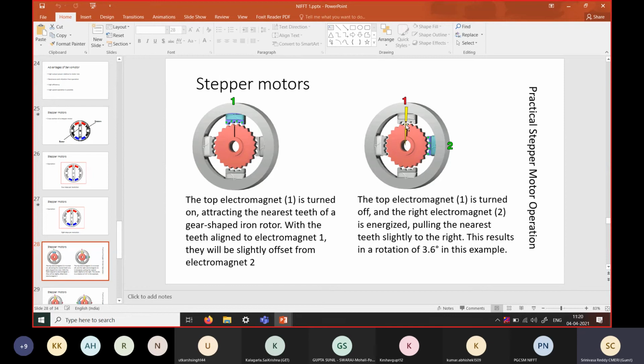And when coil 1 is turned off and coil 2 is turned on, in the second image you can see that there is a slight rotation, marked in yellow, of the rotor to align the teeth along the teeth of the second coil electromagnet. So like this, by changing the activation of the coils on the stator, we can achieve continuous steps on the stepper motor.